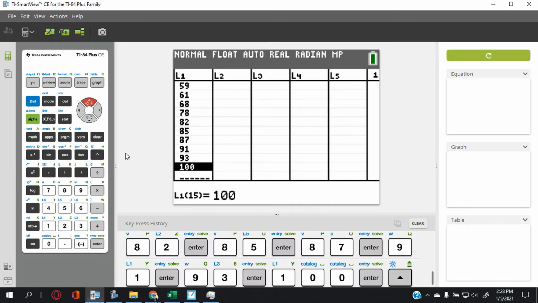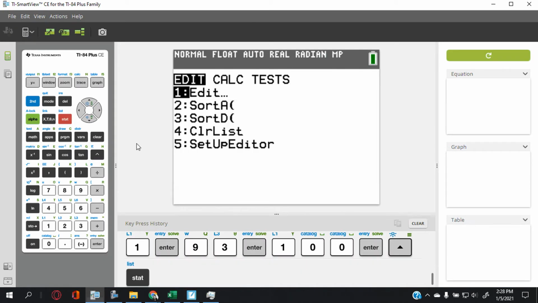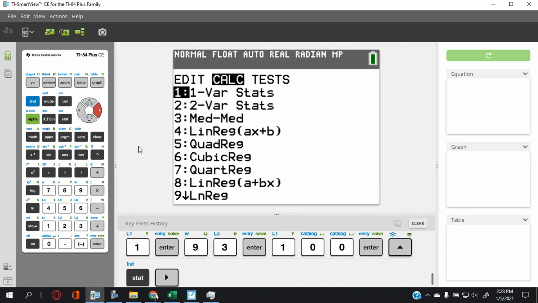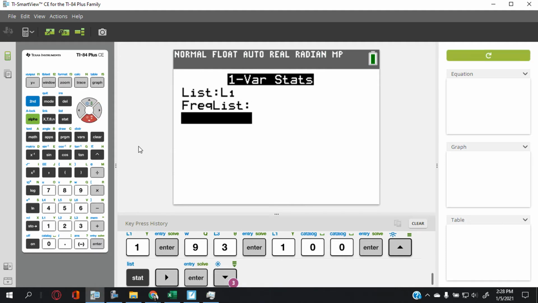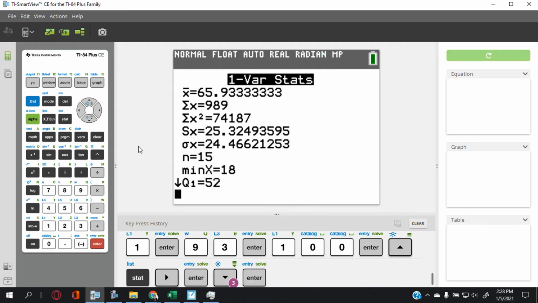Okay, so now what do we do? Stat, calc, one variable statistics, calculate, and these are all the numbers. Now, we're not going to use every number, right? You already know that. So I'm going to jot down the important ones. That's the mean, standard deviation, the number of numbers, that's 15.